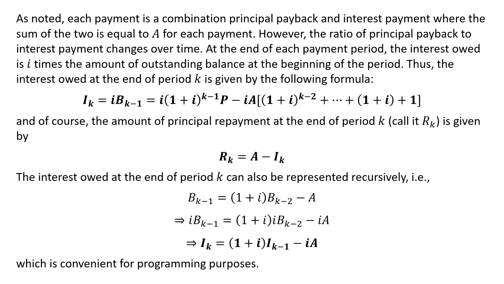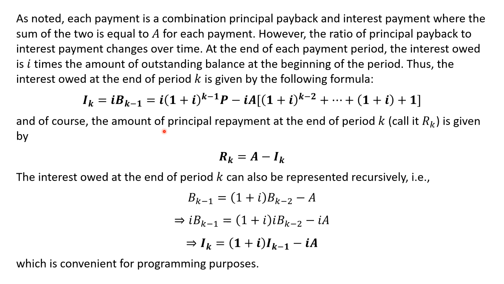At the end of each payment period, the interest owed is i times the amount of outstanding balance at the beginning of the period. Thus, the interest owed at the end of the period K is given by the following formula. So that's just saying here, if you want to know the interest to be paid at the end of period K, you take the balance at the end of period K minus 1, or at the beginning of period K, and you multiply that times i. That's what we've done here. And then I've just plugged in our formula for B sub K minus 1 to get this here.